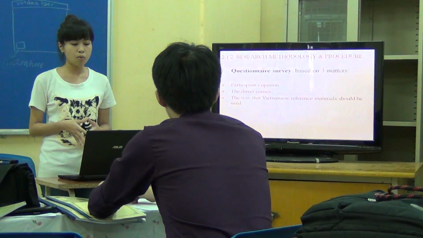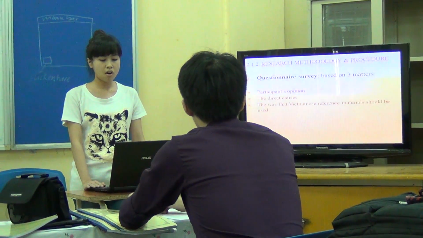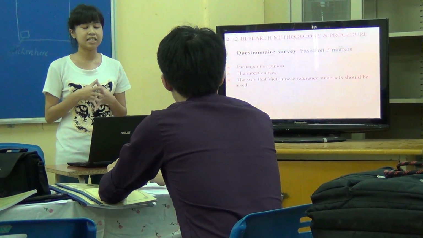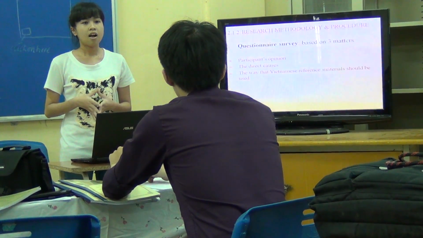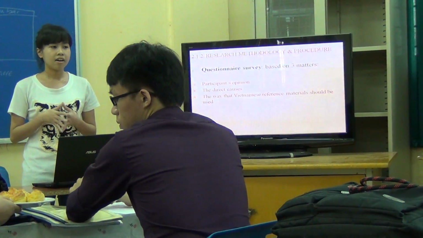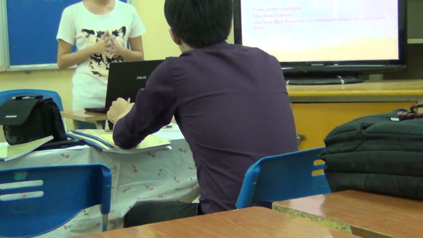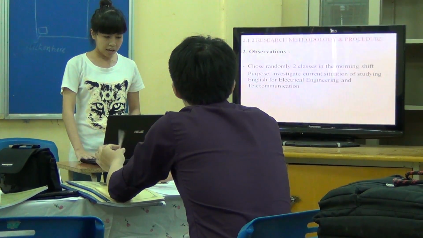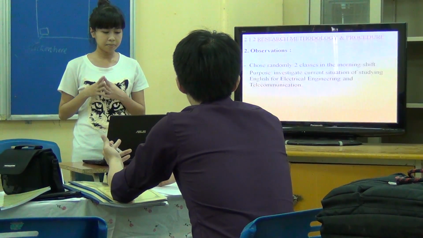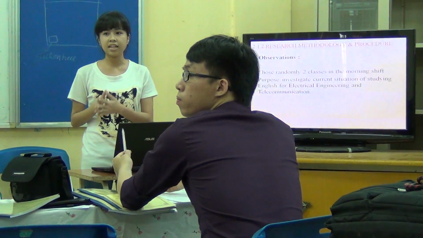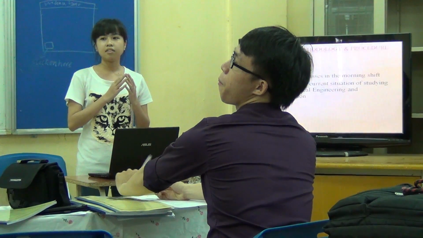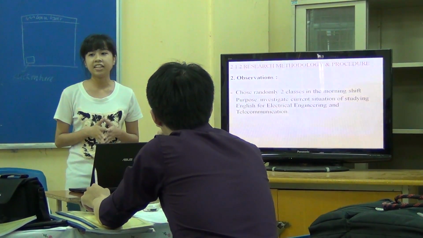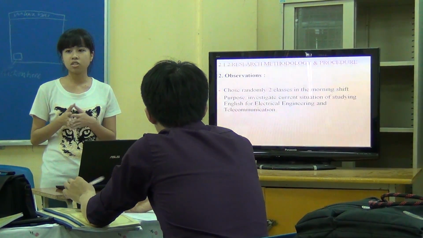Our questionnaire survey is designed based on three methods. The first is participant opinions in learning EET, and the second is the direct courses that have increased on learning EET, and finally, the awareness of the benefit materials should be used in learning EET. And the second method is observation. We chose randomly two classes in one shift, and the purpose of the research is to investigate the current situation in learning EET of second-year students at SOFL.